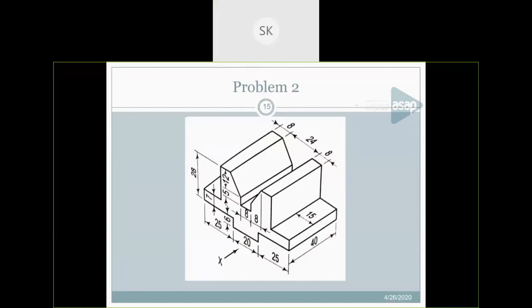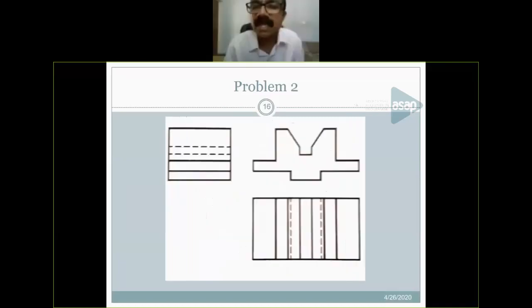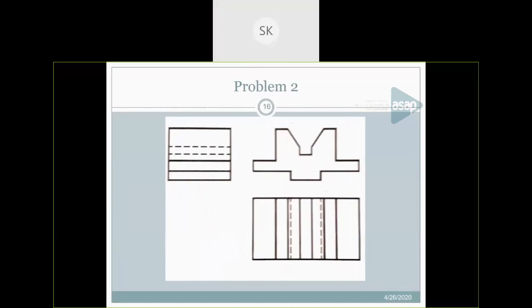Okay. So we have some questions from students. I will ask some of them. Sir, one question from Mr. Anish, a student. In some types of questions, no data about the distances from front and top views are given. In such cases, can we take any arbitrary distance from HP and VP?